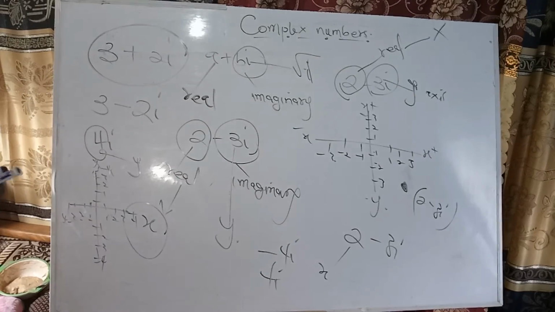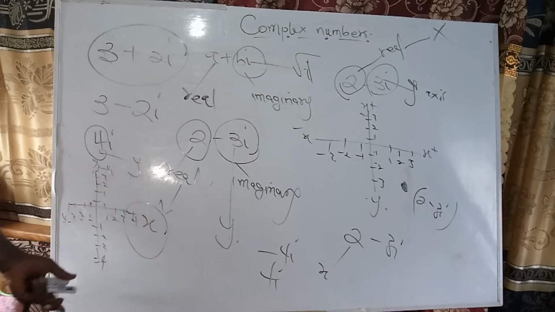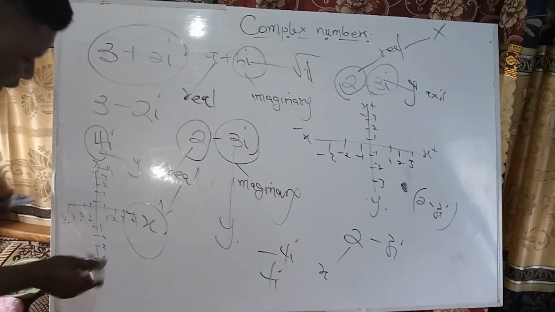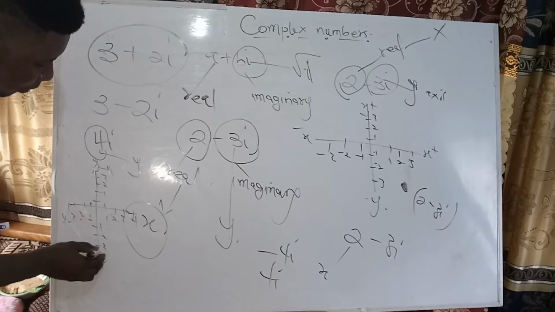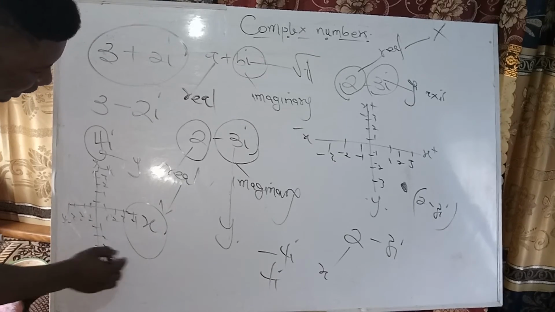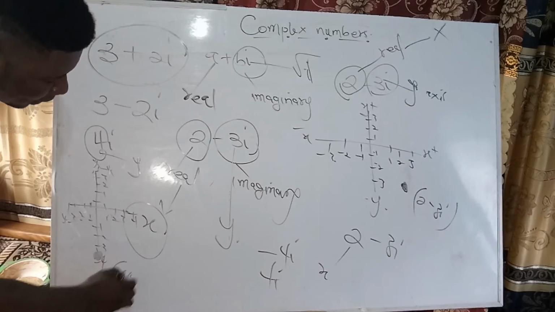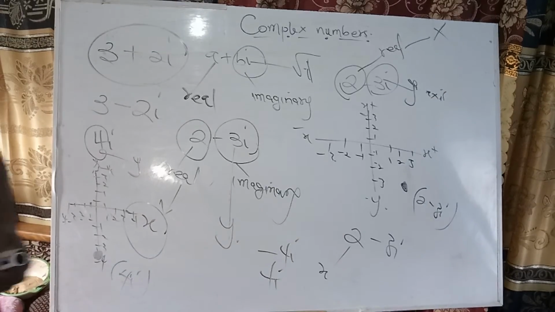Since this is having only the imaginary side, the plotting will just fall on the y-axis. So this is 4. So it means I'm going to get my point over here. So this is the what? 4i. I've plotted it on the graph.